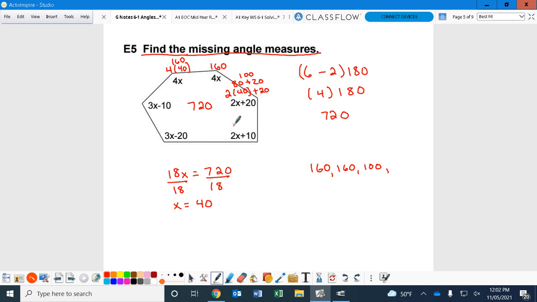Keep us going, guys. 2 times 40 plus 10 is going to be 80 plus 10, which is going to be 90. 3 times 40 minus 20, that'd be 120 minus 20, which would be another 100. So we got 100 again, guys. That's the second 100. And then we got one more. 3 times 40 minus 10 would be 120 minus 10, which would be 110.